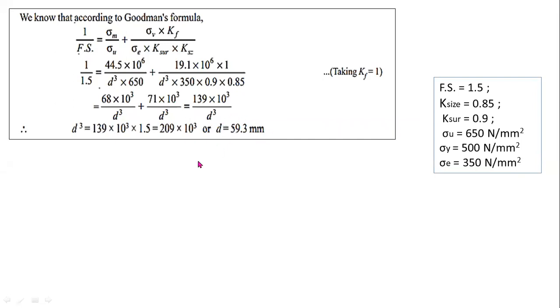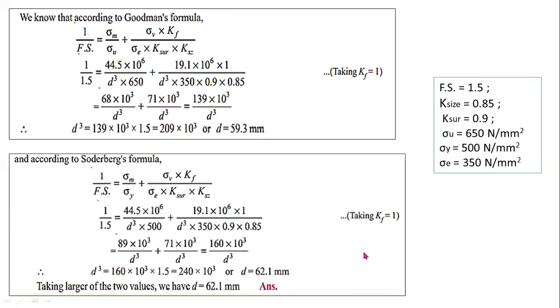Okay, in similar way, by using Soderberg method, 1 by Fs equal to sigma m by sigma y plus sigma v into Kf by sigma e into K surface, K size factor. Substitute these values in this equation, you can get the value of small d, diameter of the shaft. Okay, here by using Soderberg formula, the diameter of the shaft d equal to 62.1 mm according to Soderberg method.